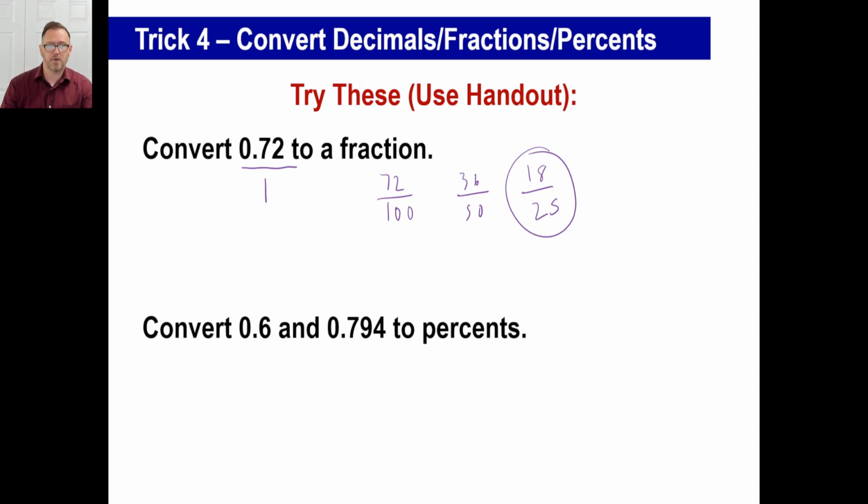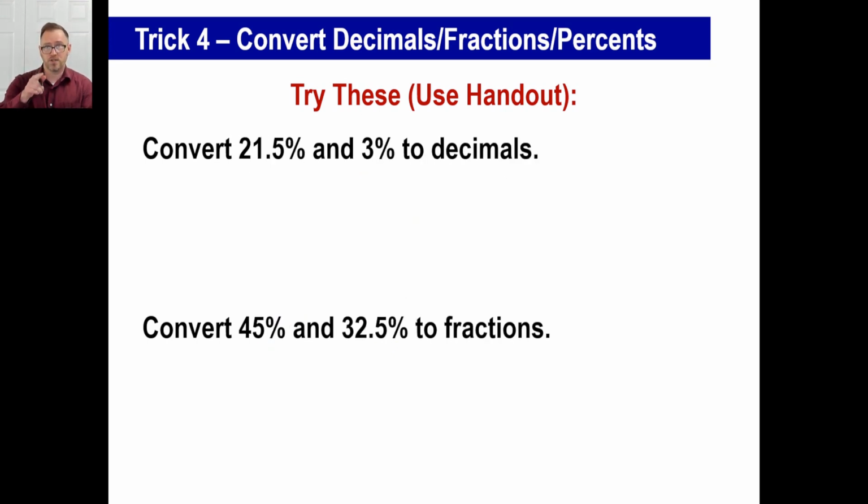This is easier, this bottom one, convert these to percents. Well, percents, you just move it over twice, right? So 1, 2, that's 60%. Move this over twice, and the decimal goes right there, so that's 79.4%. There you go. Okay, pause it and try these two.